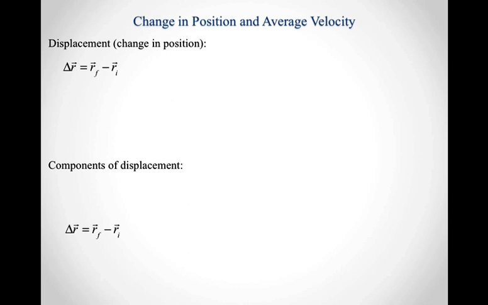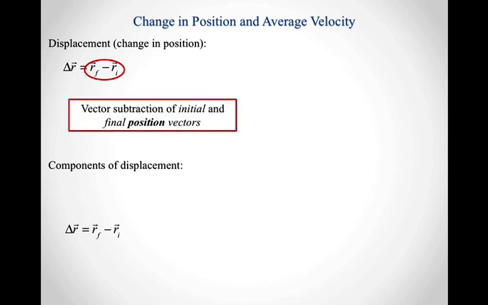So first, the change in position. It's also called the displacement. It is a vector subtraction problem, so it's the final position vector minus the initial position vector, just like any change in quantity, final minus initial. In this case, again, we're subtracting position vectors to get the change in position.